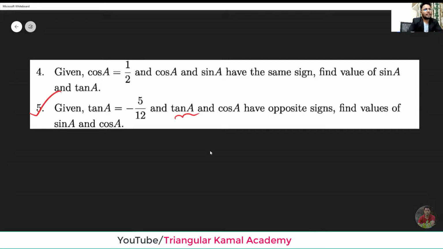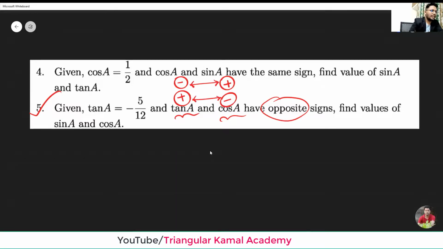And tan A and cos A have the opposite sign. If tan is positive, cos must be negative. If tan is negative, cos must be positive. In that case, their signs will be opposite to each other. Cos and sin have opposite signs.